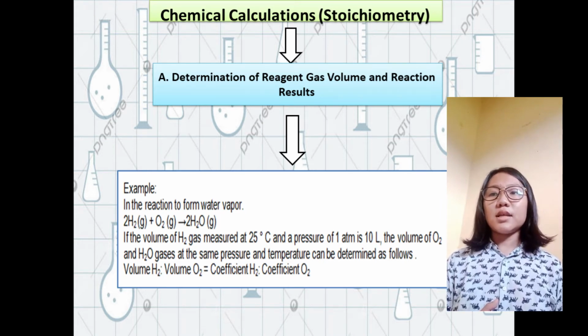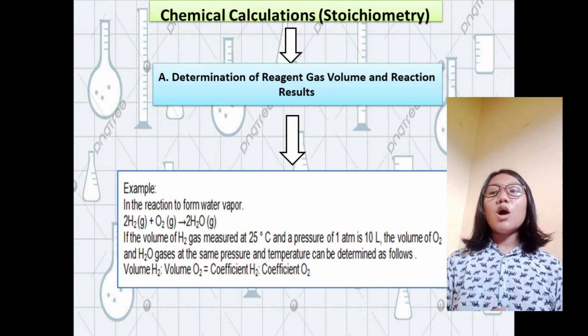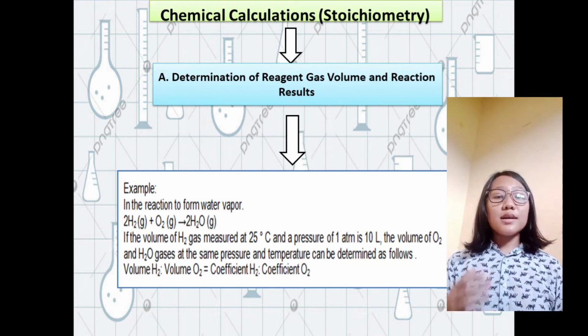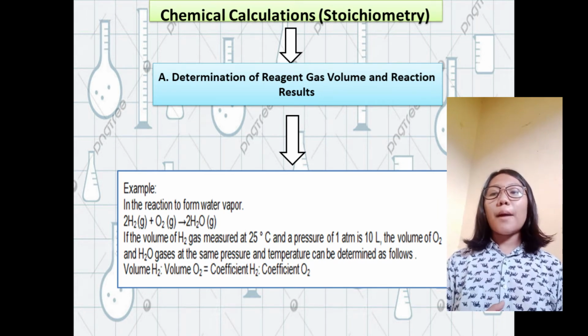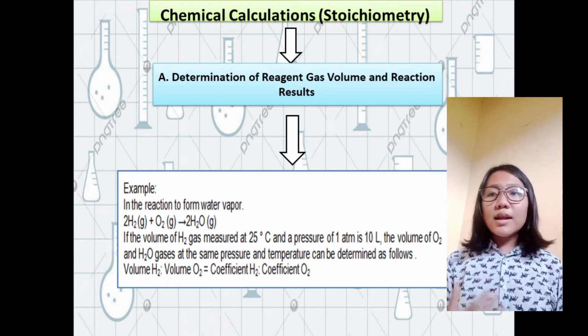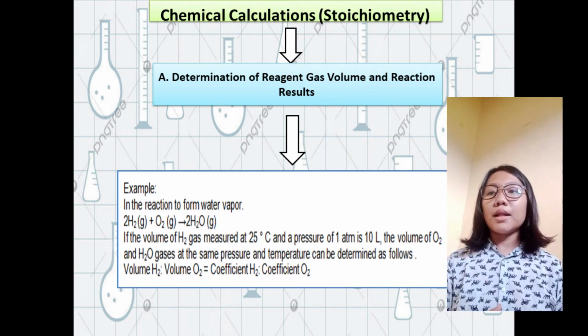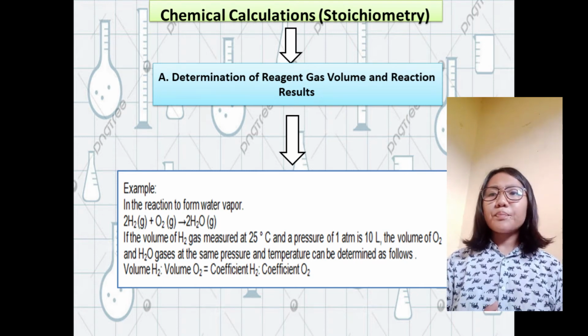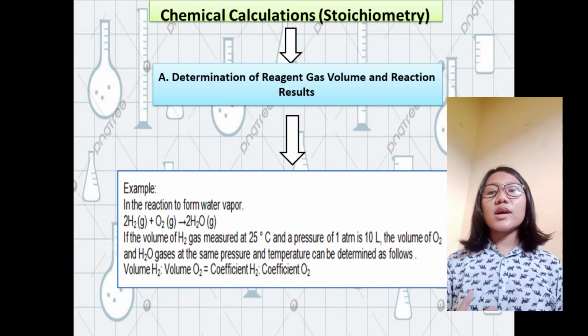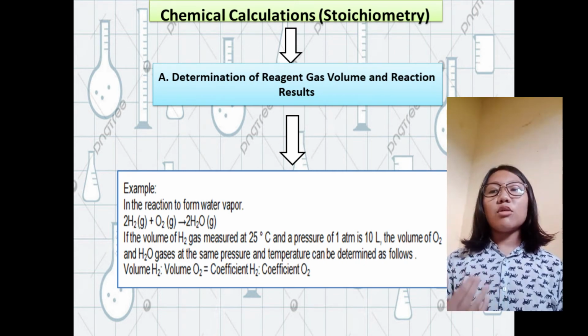Since the volume ratio of hydrogen gas, oxygen gas, and water vapor in the water vapor formation reaction is 2 to 1 to 2, the ratio of the number of molecules of hydrogen, oxygen, and water vapor is also 2 to 1 to 2. The number of atoms of each element doesn't decrease or increase in chemical reactions. Therefore, the hydrogen gas molecule and the oxygen gas molecule must be diatomic molecules, while the water vapor molecule must be a triatomic molecule.